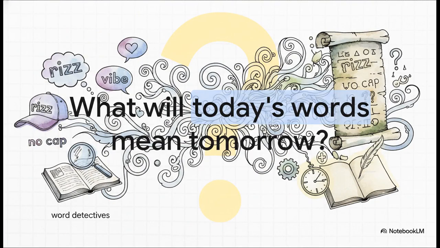And that's the thing. Our work as word detectives is never really over because the English language is still evolving right now as we speak. So I'll leave you with this to think about. What will today's words mean tomorrow? Words like riz or vibe. What will people think they meant 100 years from now? The story is still being written, and the case is never, ever closed.